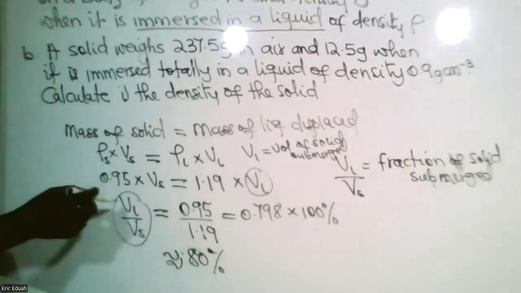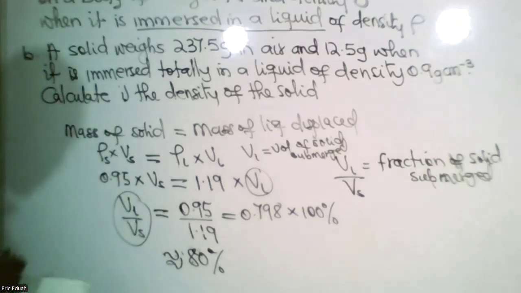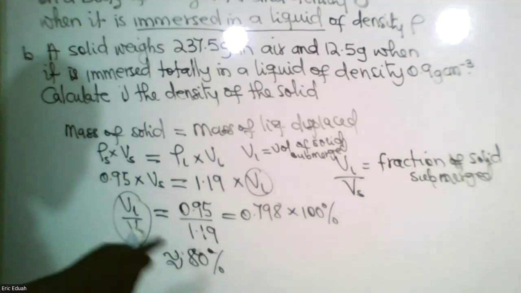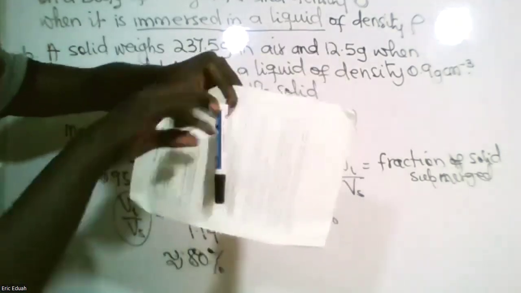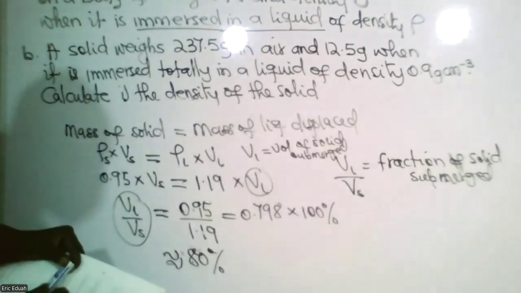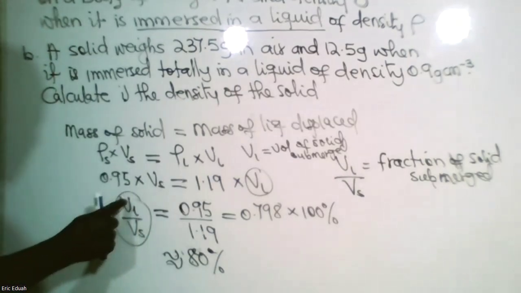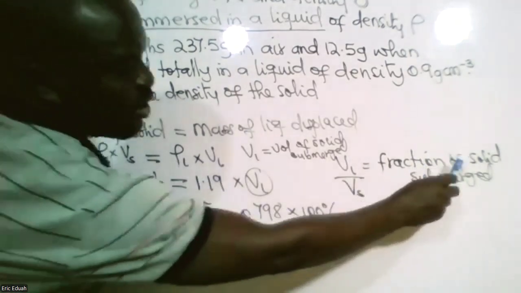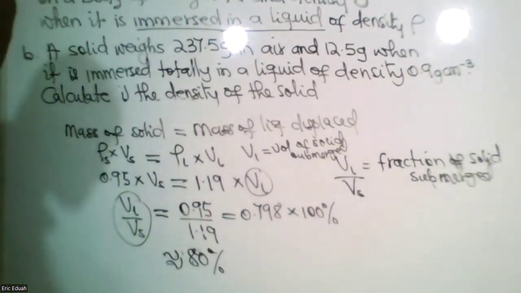It means that since volume of liquid displaced is equal to volume of that part of the solid under the water divided by VS, the whole volume of the solid. So this ratio is equal to fraction of solid submerged. Fraction is fraction.